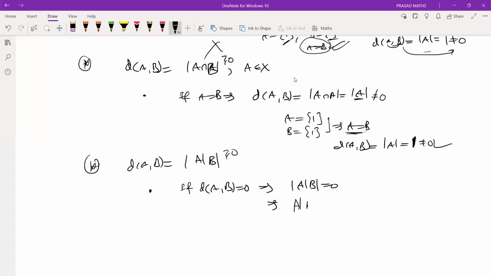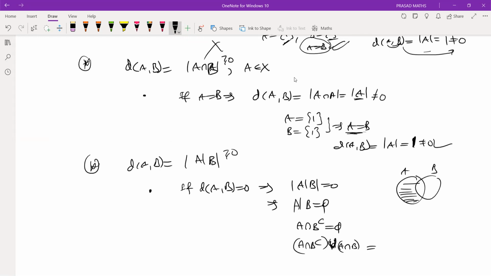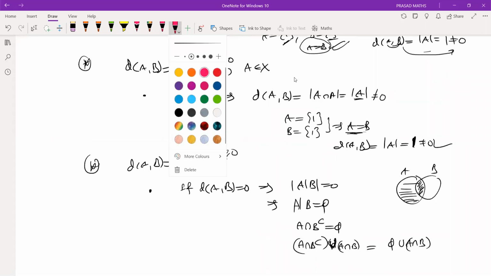So the cardinality of A minus B being 0 means what? A minus B should be the empty set. Understand? This A minus B can be written as A intersection B complement, isn't it? This is my A, this is my B, this is A intersection B. So A minus B is nothing but this part. If you take the union with the intersection, A intersection B, what happens? If you join the intersection, A will come. A will come, that's it.